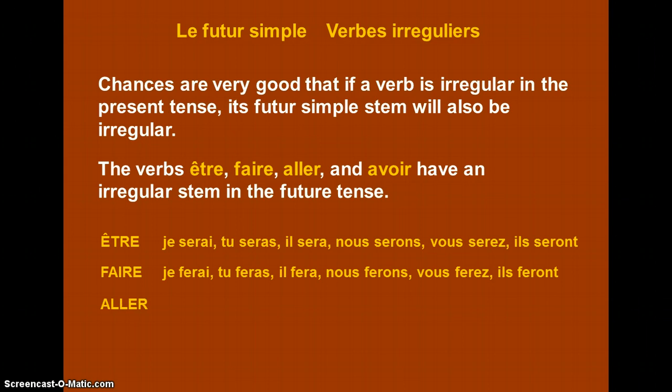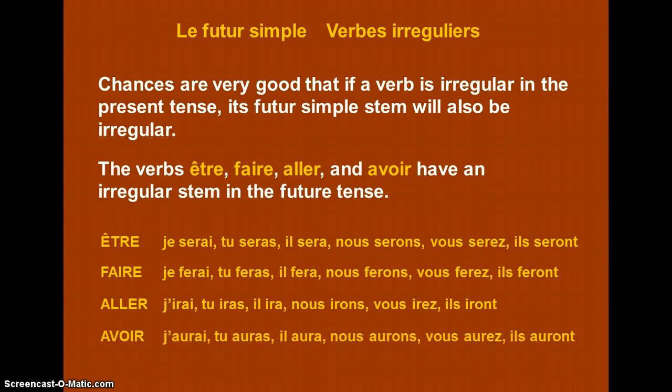Aller is something that does not look at all like any of the verbs or any of the irregular forms. J'irai, tu iras, etc. And then now looking at avoir, it's also one that does not look very much like the forms that we've seen in the present tense. J'aurai, tu auras, etc. So these are just basically things that need to be studied and we need to commit them to memory.